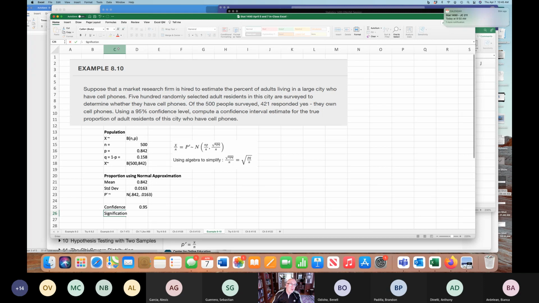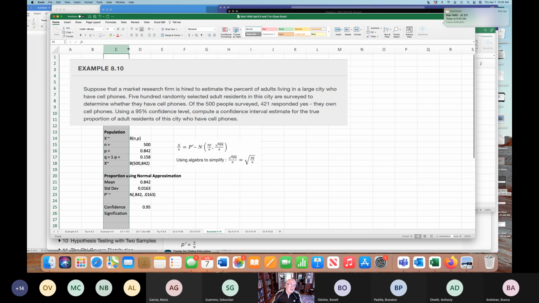So what are the tails going to be? The significance is going to be equal to 1 minus the confidence. It's going to be 5%. That's both tails together. Each tail is going to be half of that. Significance divided by 2 is going to be 0.025.